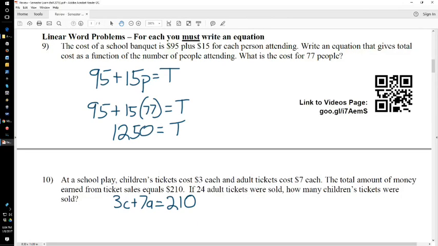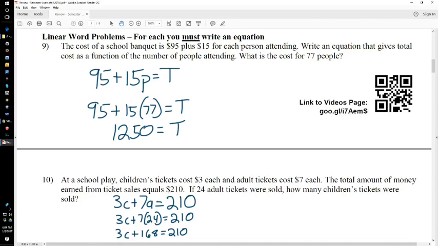All right. And then finally, they said if 24 adult tickets were sold, how many children's tickets were sold? So we'll just plug in 24. 3C plus 7 times 24 equals 210. So 3C plus, let's see here, 7 times 25 is 175 minus 7, that's 168, equals 210. Subtract 168 from both sides. I don't feel like doing that in my head. 210 minus 168. It's 42.